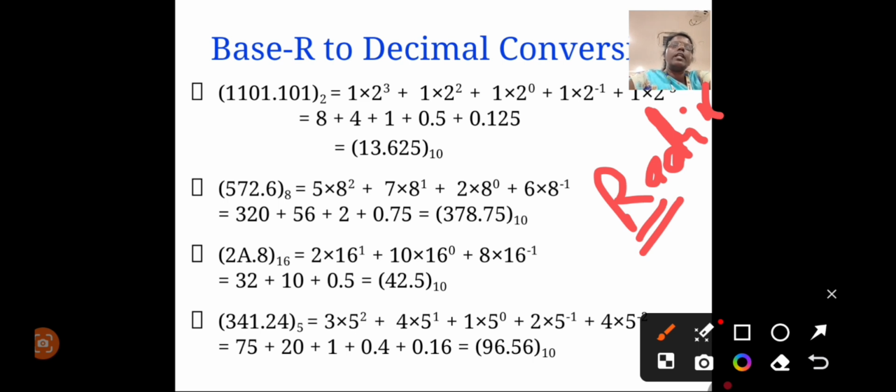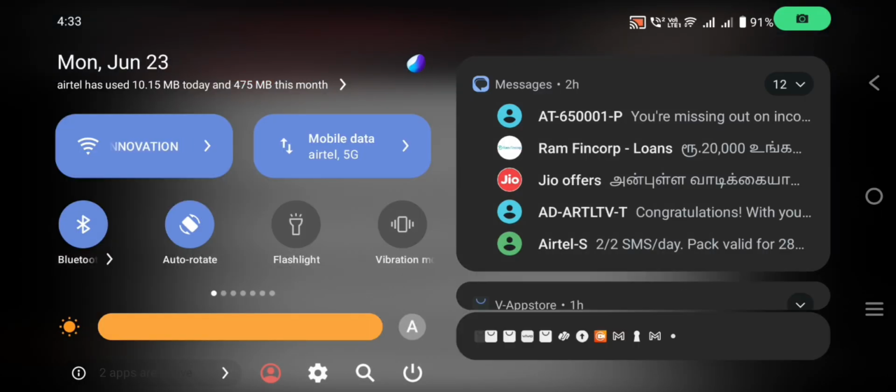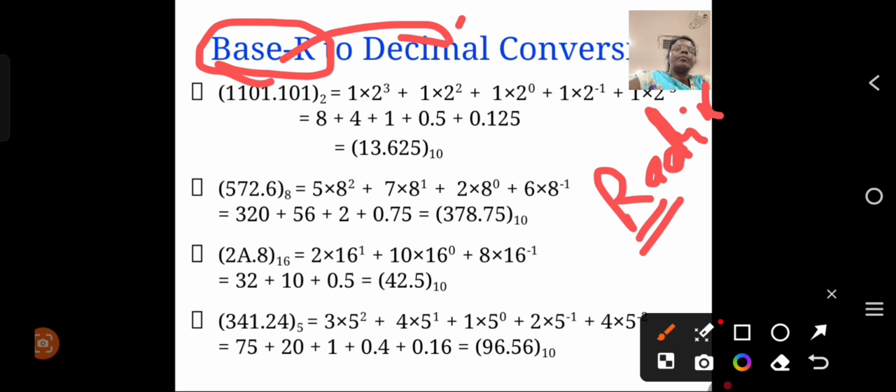If the R value is 10, that is called decimal. If the R value is 8, that is called octal. If the R value is 16, that is called hexadecimal. So this is how any number system can be base 2 or base 8 or base 16. Those systems can be converted to decimal. How is it possible? It is possible using the positional notation. For example, here the binary value 1101.101 is given. How can it be converted to a decimal number?